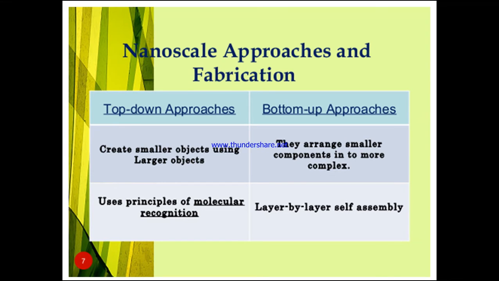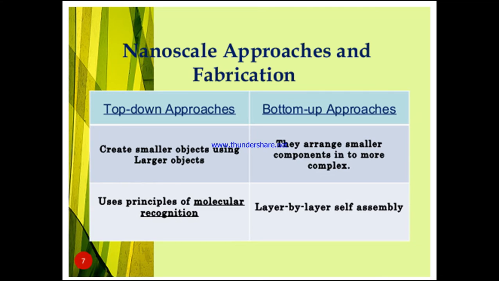Nanoscale approach and fabrication. What do we mean by the top-down approach? Creating smaller objects using larger components, using the principle of molecular recognition. This is what we call the solid state systems that we saw in module 3, that is the ball milling process, mechanical milling, or physical or chemical milling. All of those are nothing but the conversion of larger material to smaller material, which we call a top-down approach.